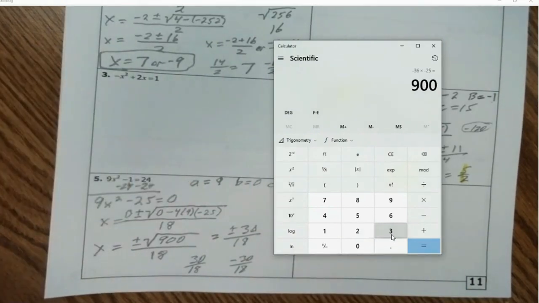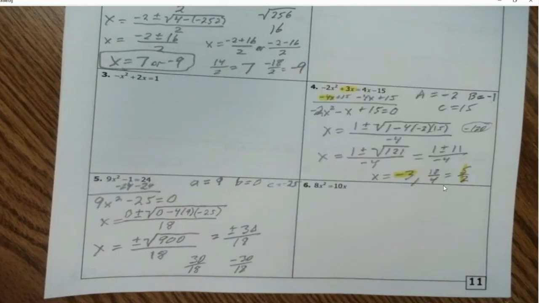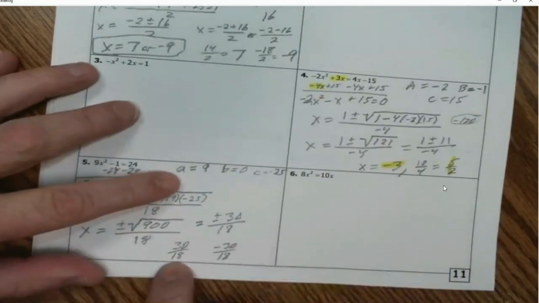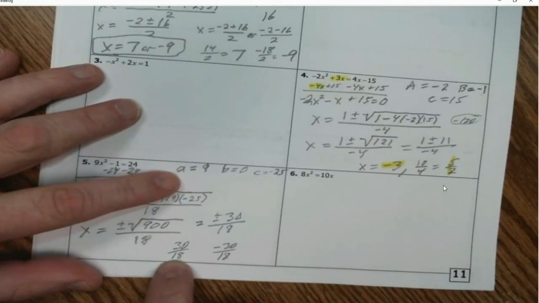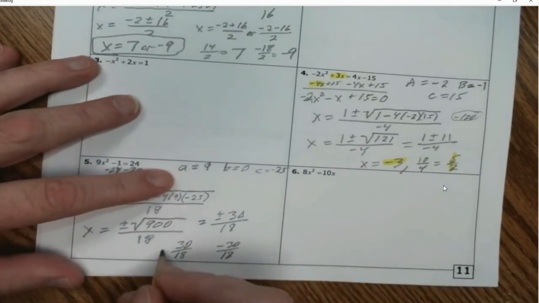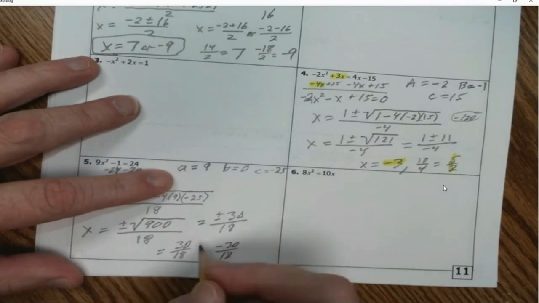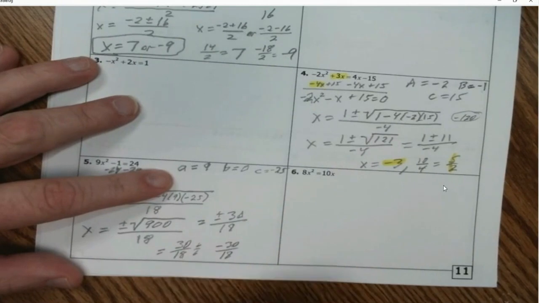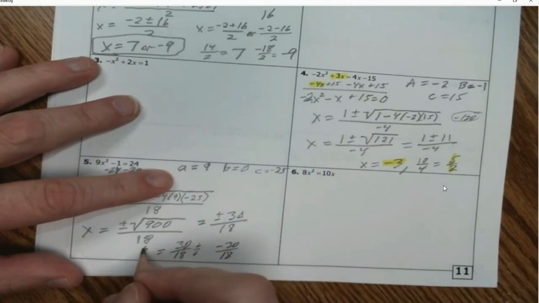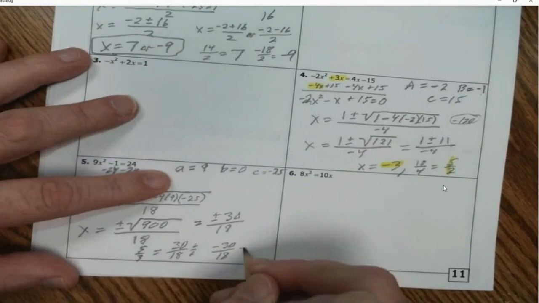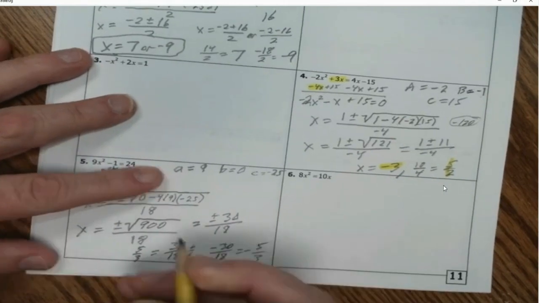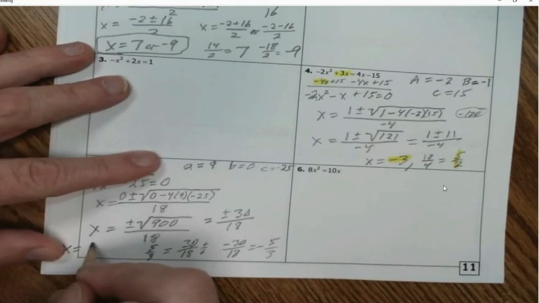Either way, both of those numbers simplify. We'll go ahead and get this calculator out of the way because we know we can take a 3 out of both of them. 3 goes in 18. We can take a 6 out of both of them. That's probably the best we can do. So if we divide by 6, top and bottom, 30 divided by 6 is 5, and 18 divided by 6 is 3. So that's 5/3, and this one's negative 5/3.